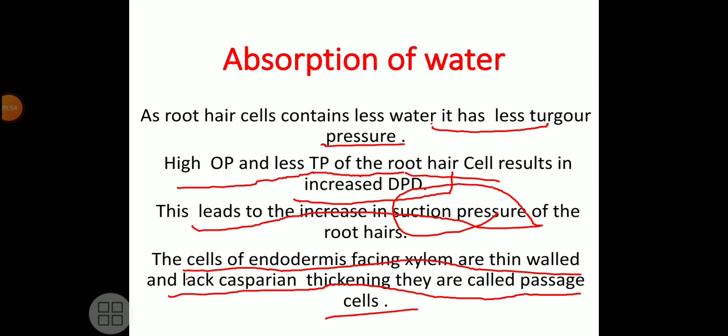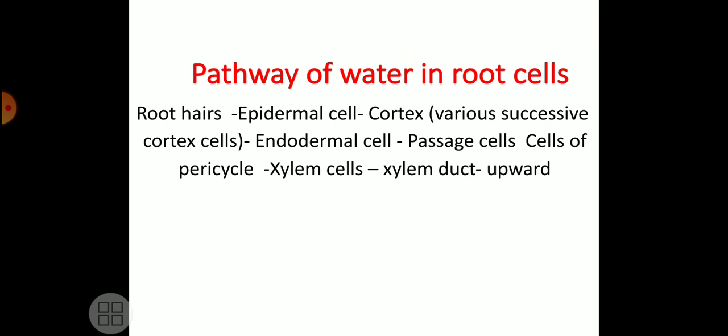the pathway of water in the root cell, isn't it? How the capillary form of soil water actually enters up to the vertical upward movement in xylem vessels, xylem ducts, then it comes into the xylem vessel and goes upward up to the tip of the plant. So that pathway you will have to understand here.